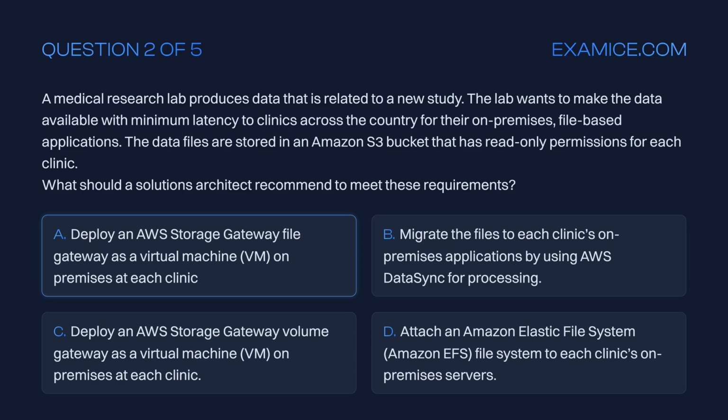Option A. Deploy an AWS Storage Gateway File Gateway as a virtual machine on premises at each clinic. Option B. Migrate the files to each clinic's on-premises applications by using AWS DataSync for processing. Option C. Deploy an AWS Storage Gateway Volume Gateway as a virtual machine on premises at each clinic. Option D. Attach an Amazon Elastic File System to each clinic's on-premises servers.